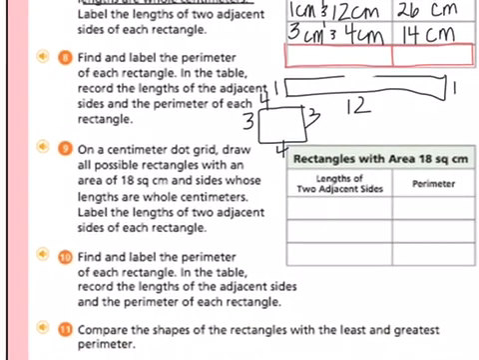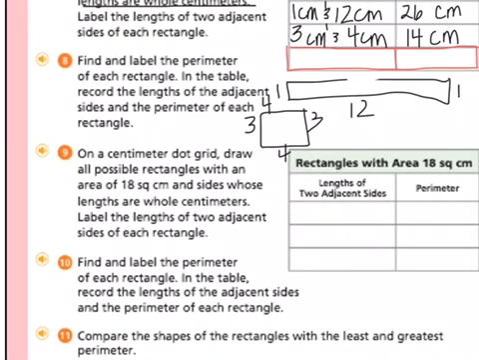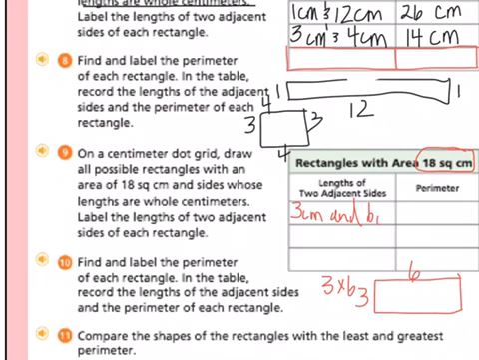Next one we're going to look at is rectangles with an area of 18 square centimeters. So I know that 3 times 6 is 18, so I could make a rectangle that is 3 by 6. So I could have 3 centimeters and 6 centimeters. And then I'd have to figure out what the other sides are to figure out the perimeter.